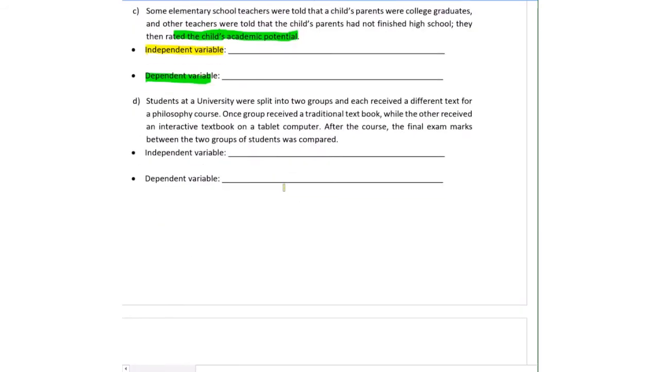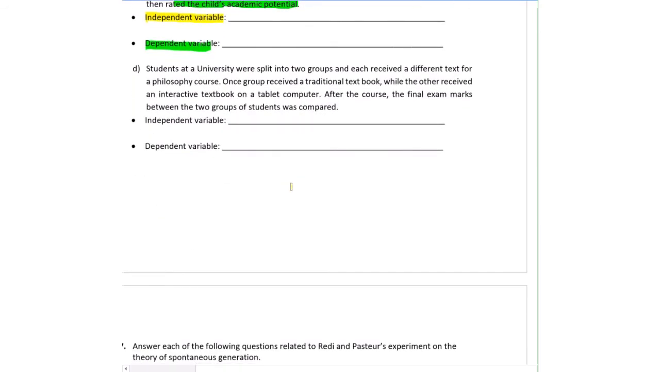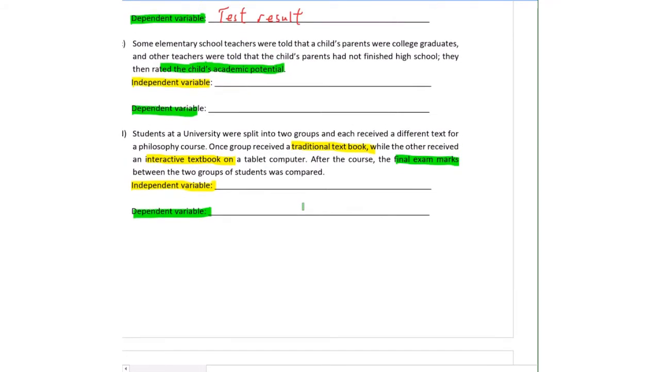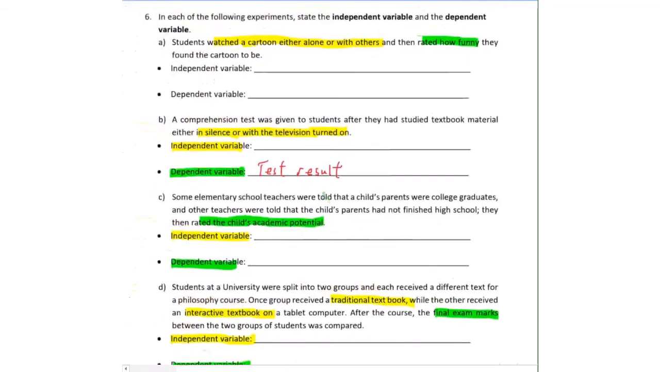Next one. Students at universities were split into two groups, and each had received different texts for philosophy courses. So traditional textbook or interactive textbook, that's going to be your independent variable, and the final exam marks would be the dependent variable. Okay. So hopefully after these examples you have a better understanding of what independent variables and dependent variables are.